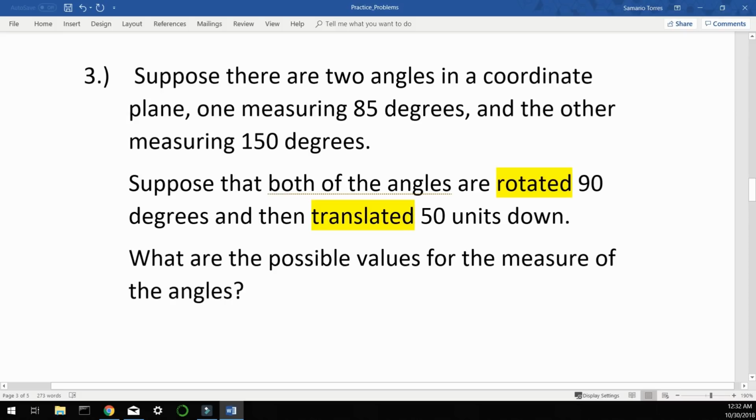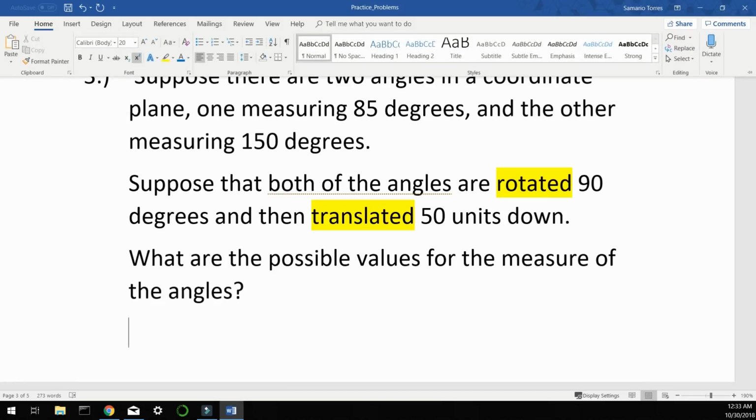Well, the only possible values for the measures of the angles are the same measures you started with, because these angles aren't going to change. We're just rotating and translating. So what could you say here? Maybe we'll put the answer in a different color, purple.